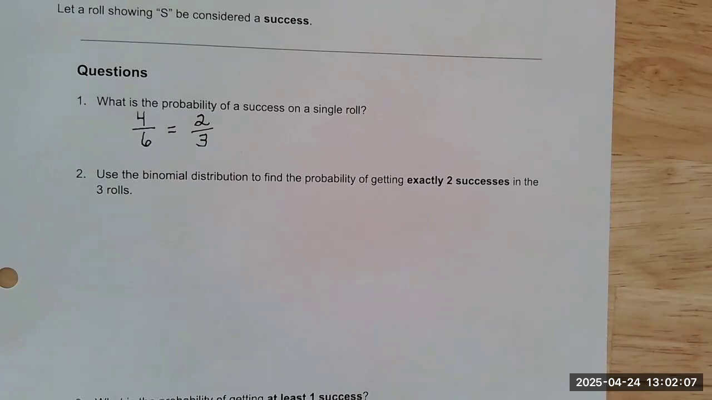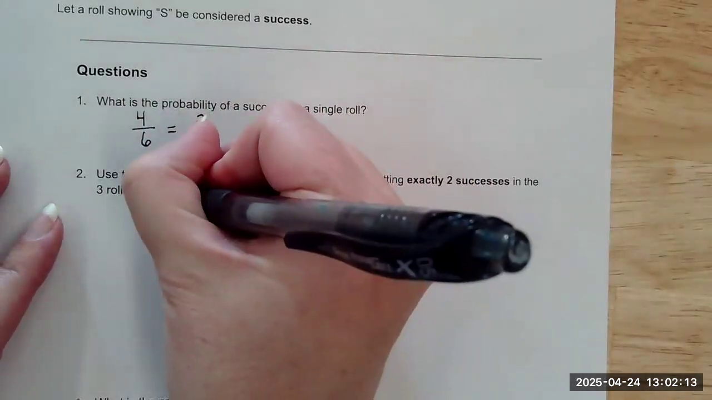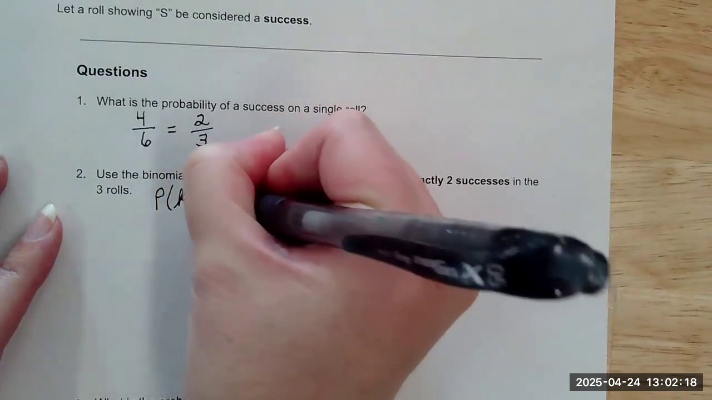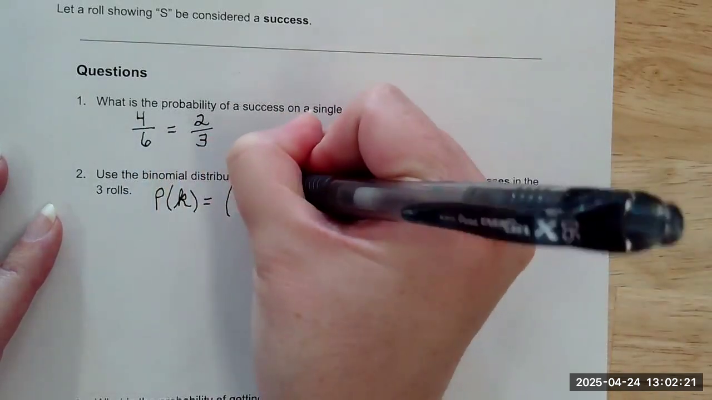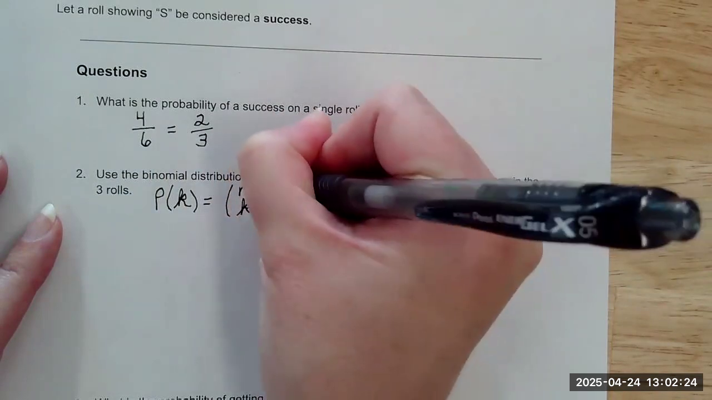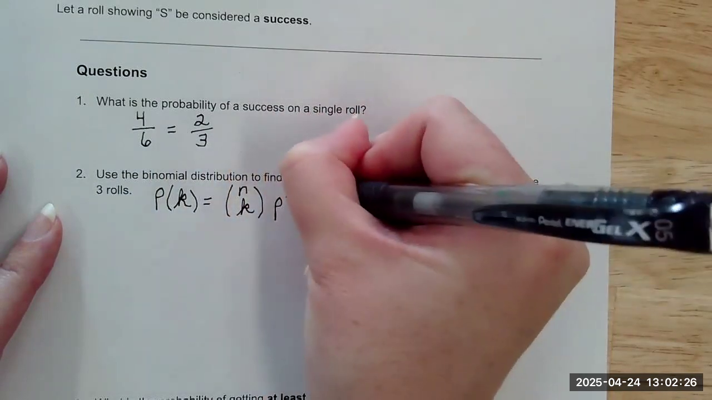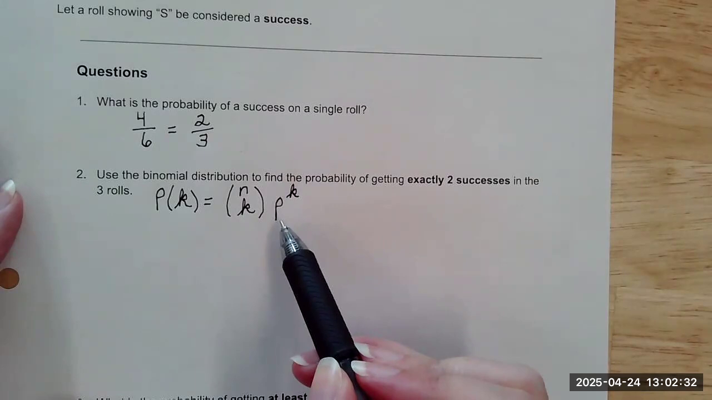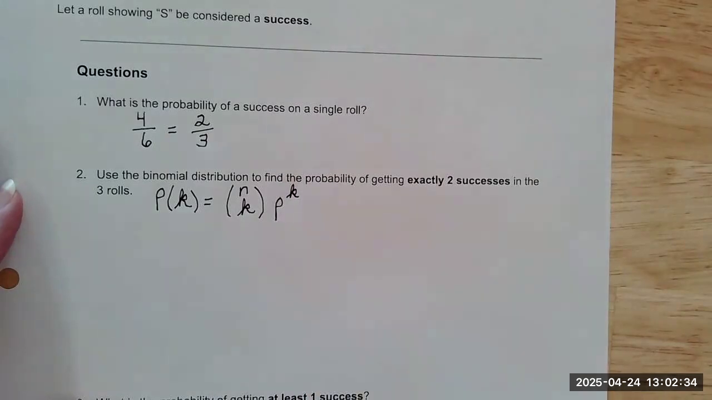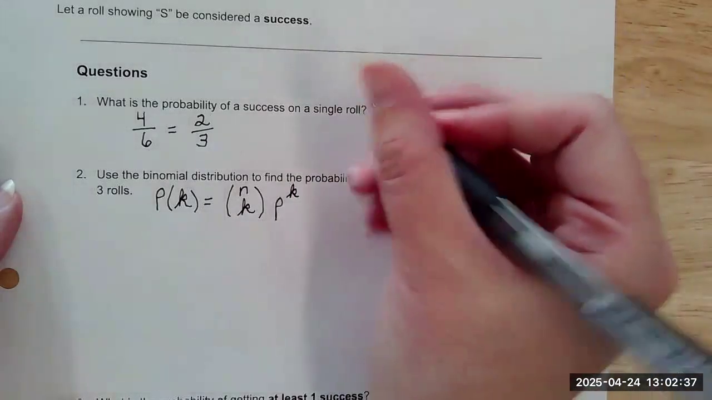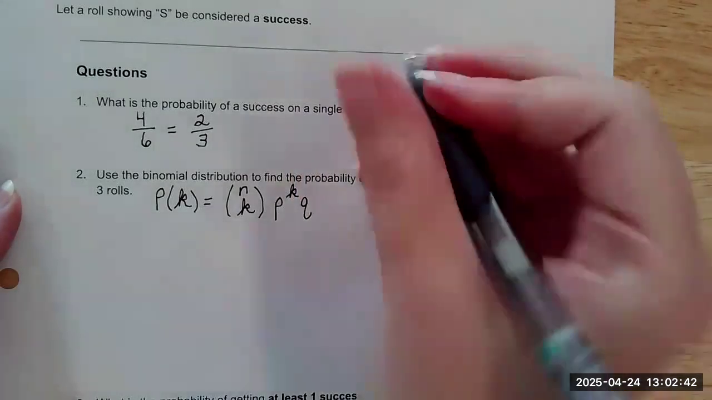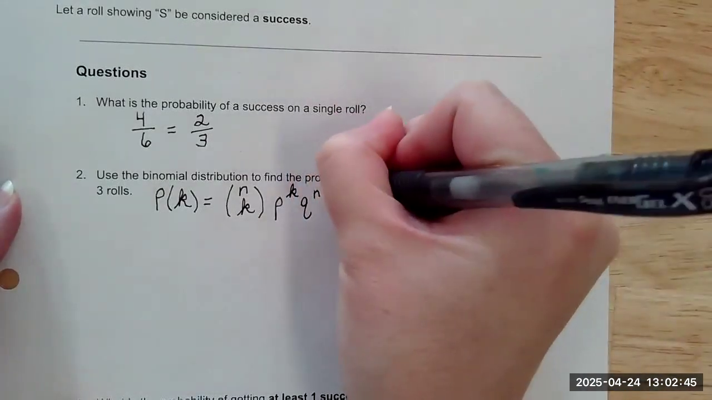Okay, so we got this formula, I assume. I'm going to write down a formula and you can tell me whether it looks familiar or not. Probability of K is equal to N choose K times the probability of a success. For a success, we use P and we raise it to the power of K. And then Q is often what we'll use for a failure, and we raise that to the power of N minus K.